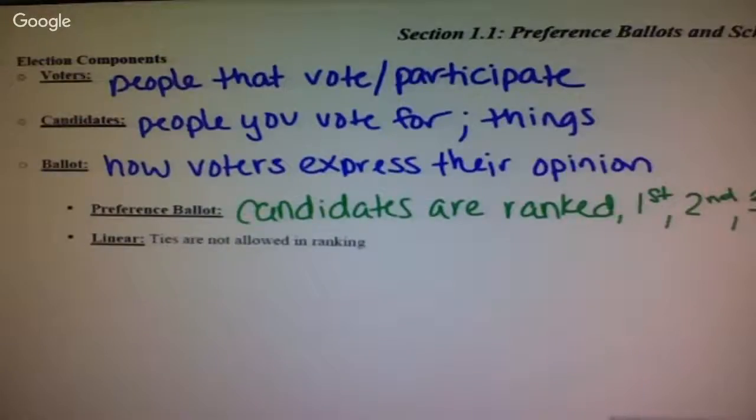Okay. The biggest thing with your preference ballot, you can't have a tie. You can't say, oh, I like Ashley and Kimberly the same, so I'm going to put them both in first place. No, one has to come before the other. Okay.